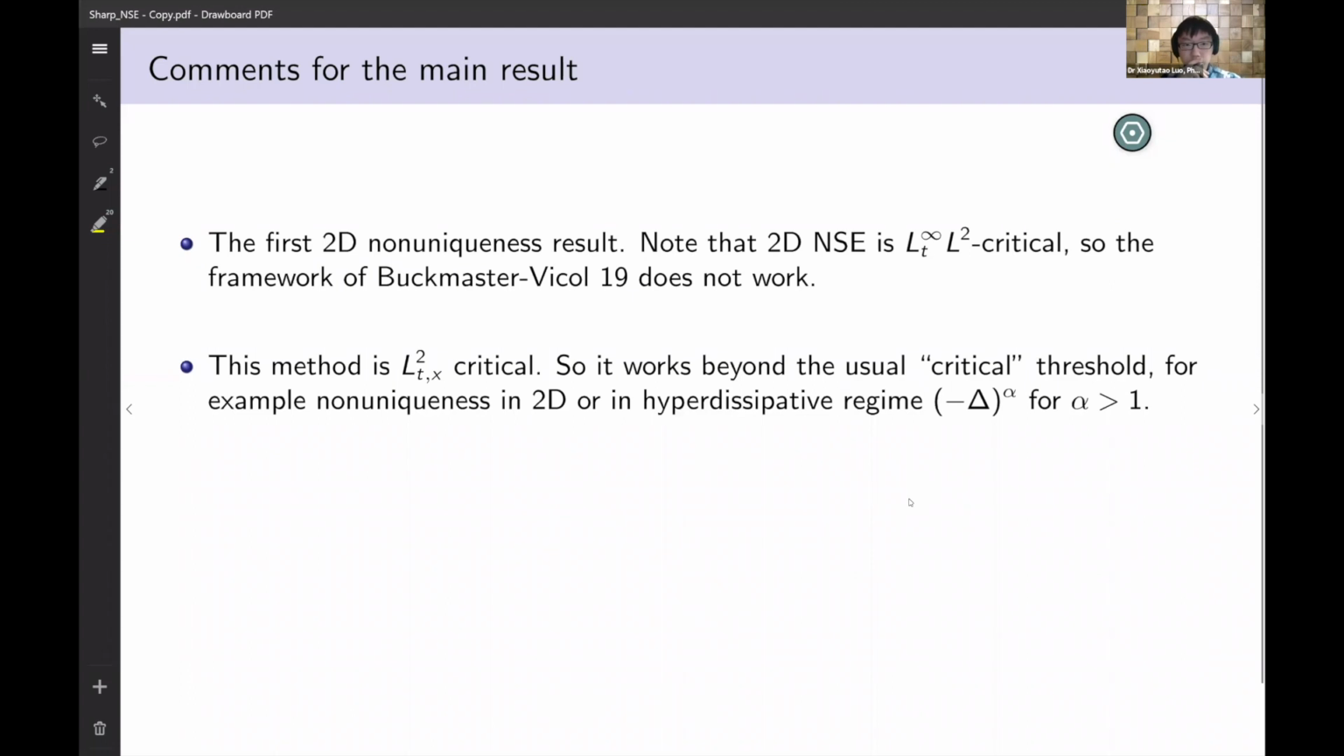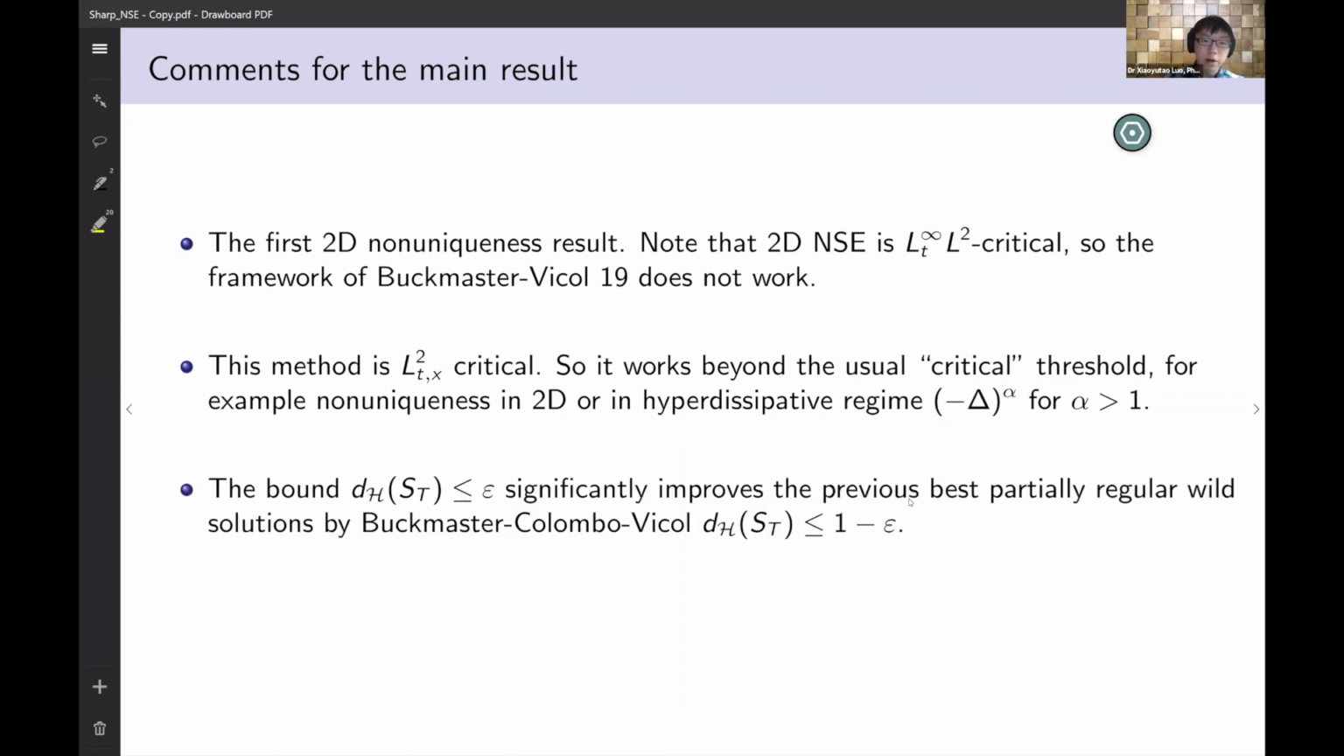And our method is L2 space-time critical, so it works beyond the usual critical threshold. For the regular Navier-Stokes, we can do this in 2D, or you can put a higher power of the Laplacian term. You can increase the strength of the dissipation. This method will also work, but of course there's an upper limit, but that upper limit is different than the usual critical threshold referred to in the literature. And our bound on the singular set significantly improves the previous bound, which was only 1 minus epsilon, and we can do all the way to epsilon.